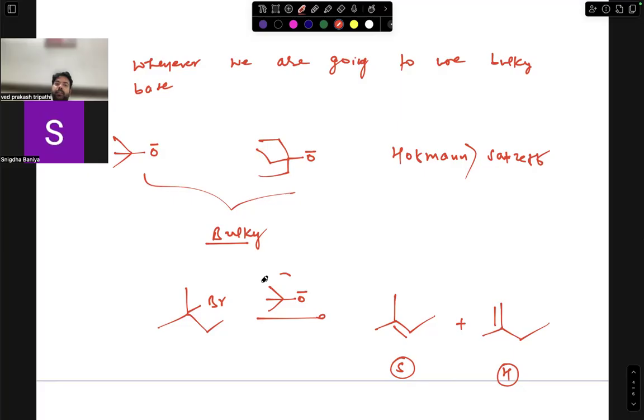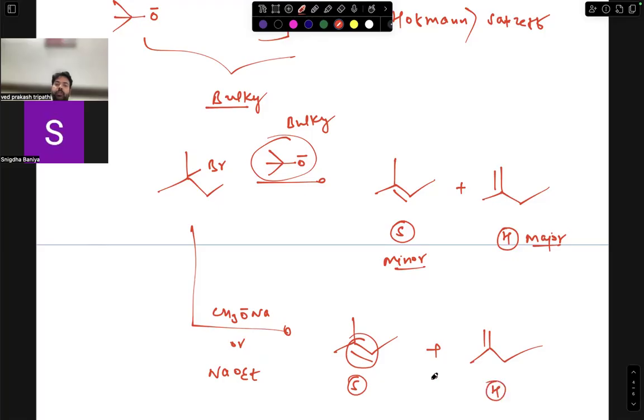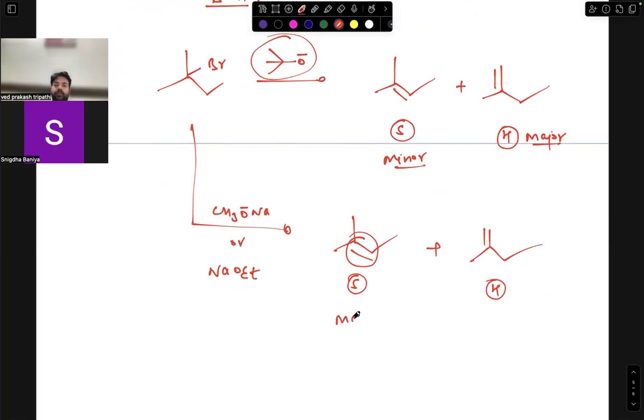Because the base is bulky, we will say this Hofmann product would be the major one here and this would be the minor. Make sense? And if you are going to use a light base, suppose methoxide or NaOEt, again we have two products, but this time Zaitsev would be the major one and this one would be the minor.